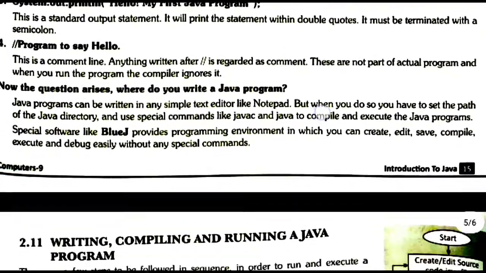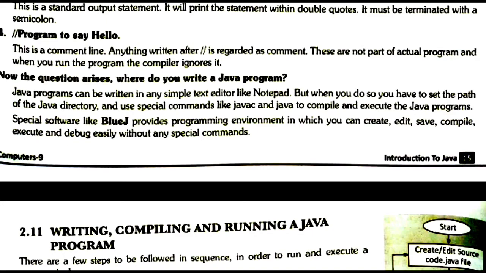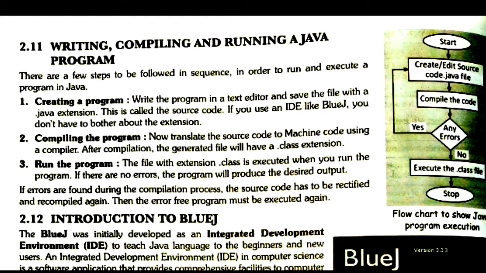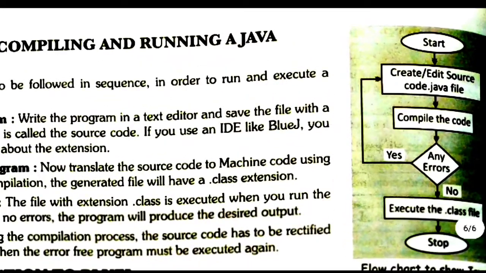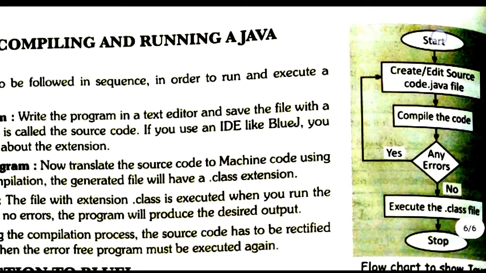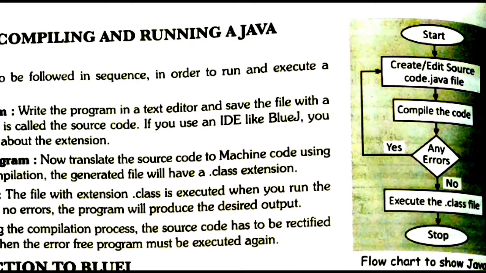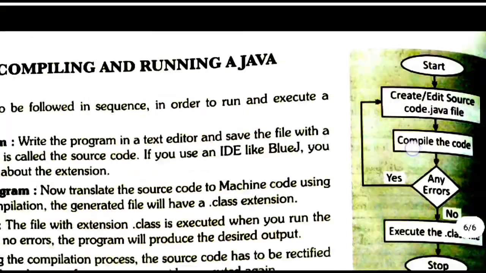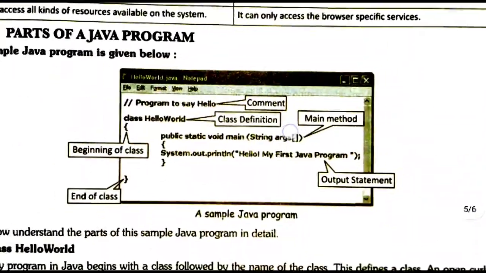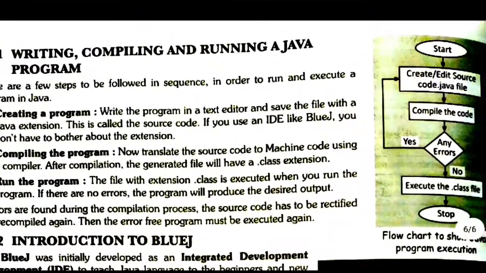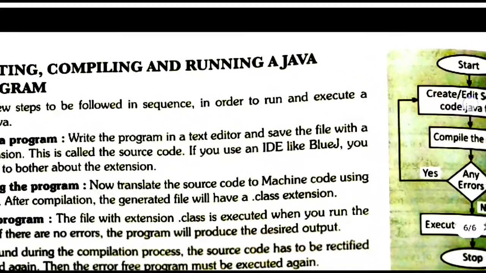Then we have how you can write the program, how you can compile, and how you can run Java programs. Here I want to show you this diagram. Firstly you will create the source code, that is the .java file. For example, here one program is created. This is the source code, created in Notepad. Similarly, you can also create the program, which is called source code.